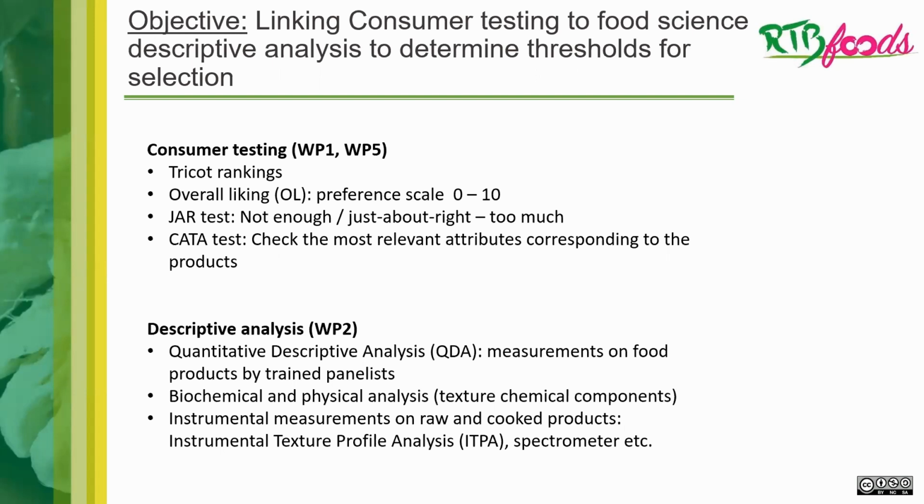Then coming to the objective of the RTB Foods project, which is really linking the consumer testing to food science descriptive analysis to determine thresholds. Well, we have different data: we have TRICOT rankings, we have overall rankings, traditional, these are all consumer testing data, and we have descriptive analysis, WP2. So it's really linking those sets of data, and there are several ways to do that.